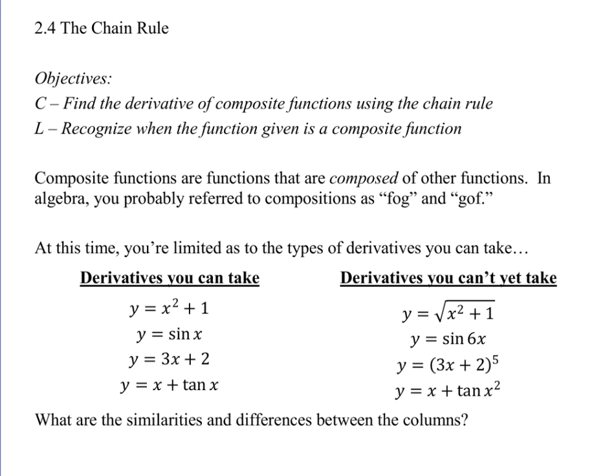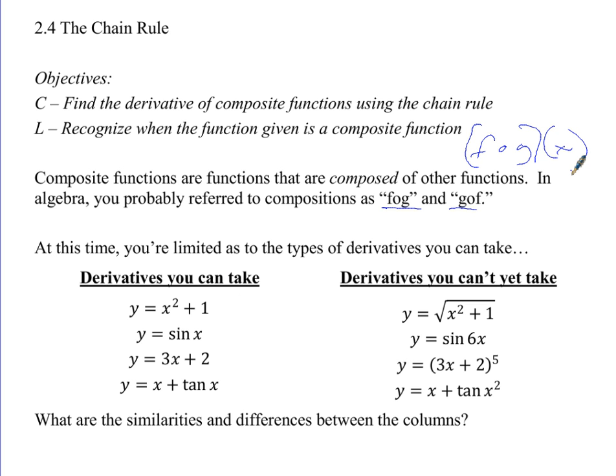The chain rule is used when we're dealing with composite functions. Composite functions are functions that are composed of other functions. We called those f of g and g of f in algebra. You guys remember those? You had the notation f composed of g of x, or g composed of f of x. Anytime you have a function composed of another function and you're trying to take the derivative, you're going to need the chain rule.